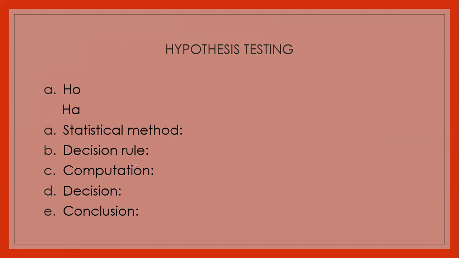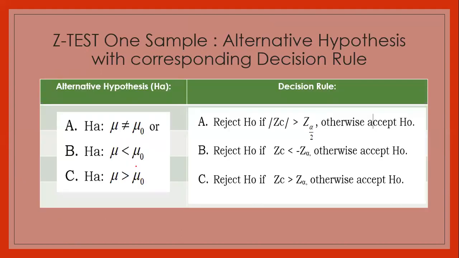So para mas maintindihan natin ang hypothesis testing, I'll be giving examples for z-test one sample and t-test one sample. I'll start with z-test one sample. Since yung naging focus natin last time sa discussion is formulating your H0 saka HA, dito sa z-test one sample, I want you to take note of this possible alternative hypothesis. Ito, di ba? Ito yung HA natin.